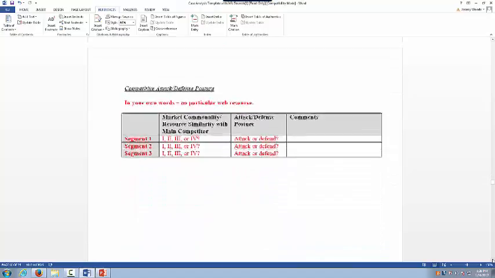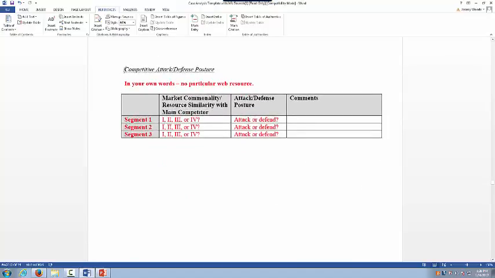Finally, we're going to have a lecture about 6 weeks from now on competitive attack and defense posture. We're going to talk a little bit about market commonality and resource similarity, which basically means how similar are your customers and how similar are your resources between your company and its main competitor. We're going to give that a category based on what I talk about in the lecture. We're going to identify whether the company mainly attacks or mainly defends as their competitive posture, and then a couple of comments about why you think that's the case, once again in your own words.